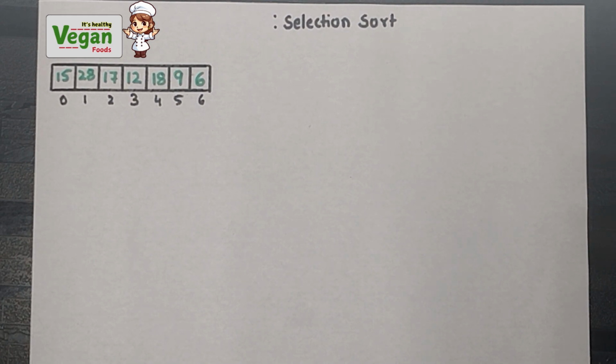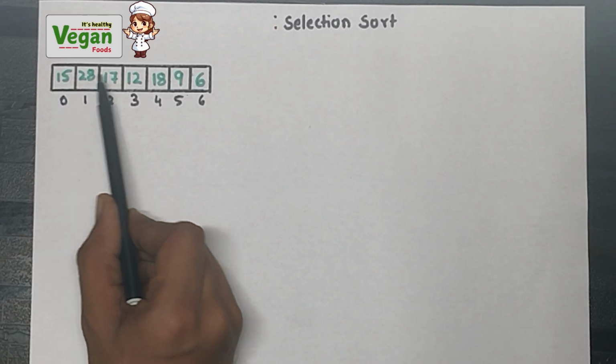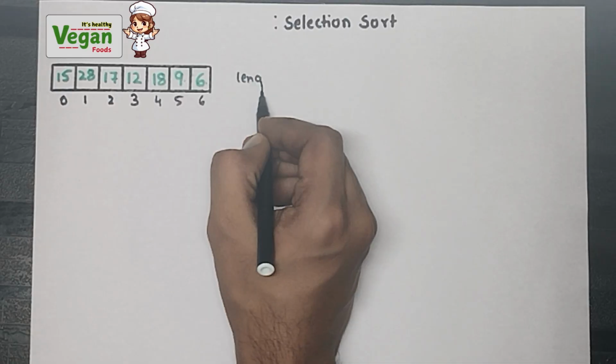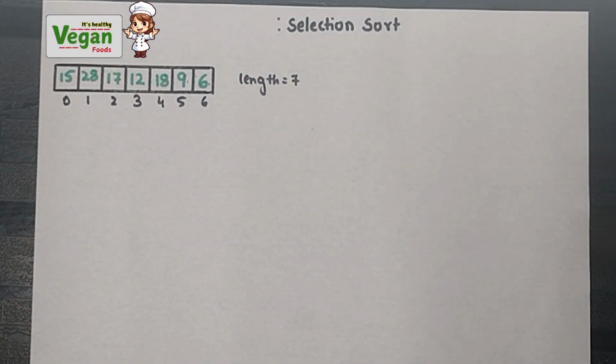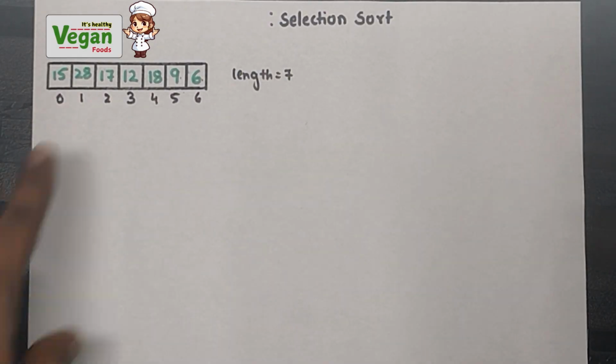Now what we will do is find the length. So what is length? Number of elements: 1, 2, 3, 4, 5, 6, 7. So therefore length will be equal to 7. So using the length we can predict the maximum number of steps required to solve the selection sort problem of the given question.